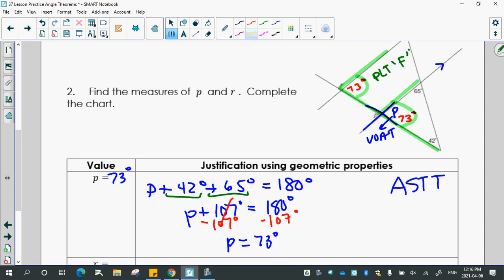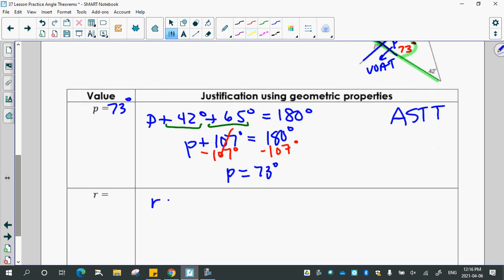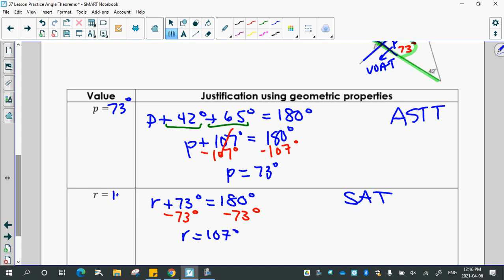And then how does that help me find R? I can use supplementary angles. So to get R, I would do R plus 73 equals 180 degrees. Perfect. So that's SAT, supplementary angle theorem. And then I would need to subtract 73 degrees, which would give me 107 for R. Perfect.